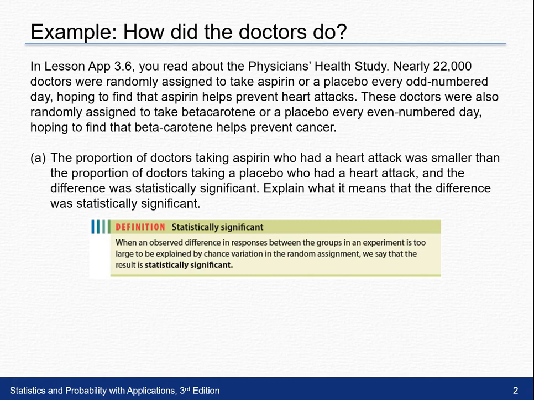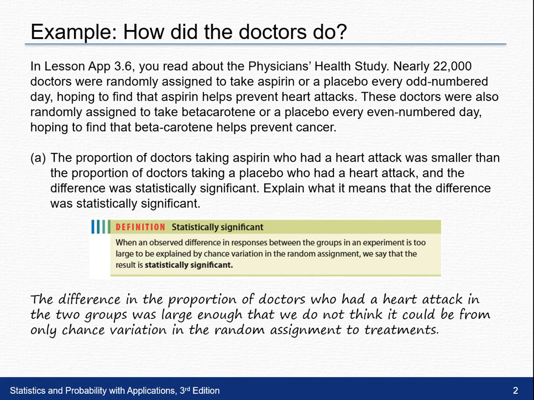So what does that mean really in this example? For us, what that tells us is that the difference in the proportion of doctors who had a heart attack, whether they were taking aspirin or taking a placebo, was large enough that we don't think it could just be from some chance variation in the people in this study. We think that there's something else going on.